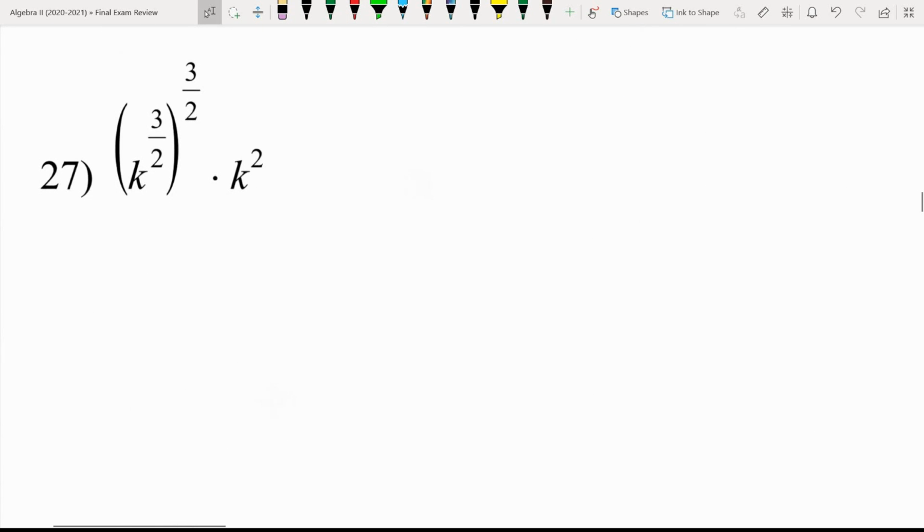All right, here's one where we got to do a little PEMDAS first, because I'm raising a power to a power. PEMDAS meaning parentheses, exponents first. So here I am with my exponents. I got to put those together. But remember, the rule is when you're raising a power to a power, you multiply the exponents. So I'm really going to do this: 3 halves times 3 halves, which is 9/4.